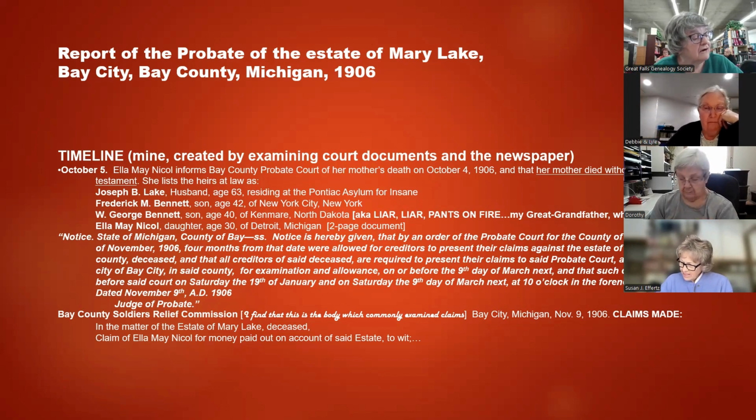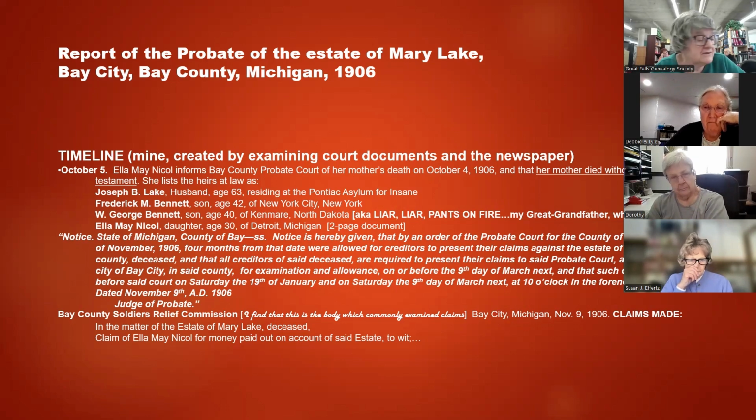So I could look at it, and on that 2-page document, there's that little notice, State of Michigan. Notice is hereby given that by an order of the probate court made on the 9th day of November, 1906, they allowed 4 months from that date for creditors. I'm just going to say many states allow 6 months or later if the judge says there ought to be more time because there's a contest or something, for all creditors to present their claims to the probate court for examination and allowance, and they'll be heard.